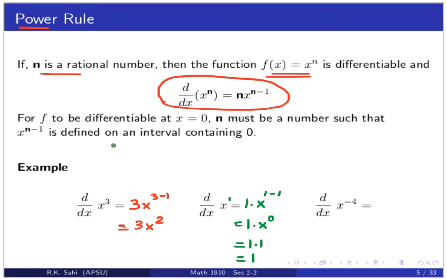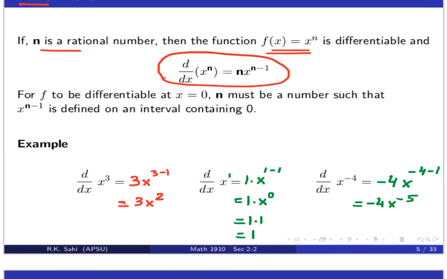Okay, remember n is a rational number. So if we take the differential of x to the power minus 4, that means my n is now negative 4. So according to the rules, it's going to be minus 4 times x to the power minus 4 minus 1. What do we get? Minus 4x to the power minus 5. That's it. Let the answer be like here.